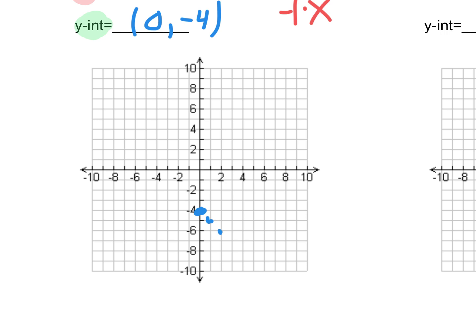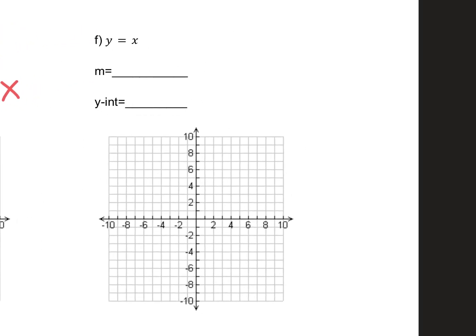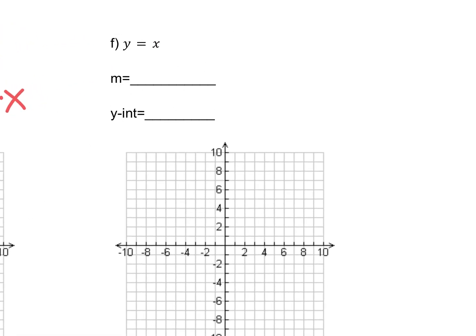I got 3 points, that's enough. I'll draw my line, maybe. And there we go. So we have a negative slope in this graph. Take a look at graph F. This one's very strange because it looks like we're missing something, but actually we're not, and this isn't going to be too hard to graph.